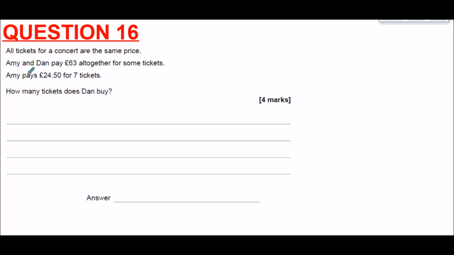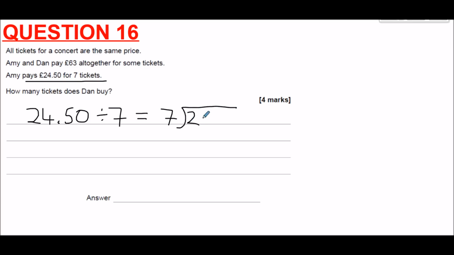So what we could do first of all is try to work out how much each ticket is. So if Amy pays £24.50 for 7 tickets, then the price of 1 ticket will be £24.50 divided by 7. So 24.50 divided by 7. And for this, we could use the old trusted bus stop method. So put £24.50 on the inside and make sure the decimal lines up on the top and the bottom.